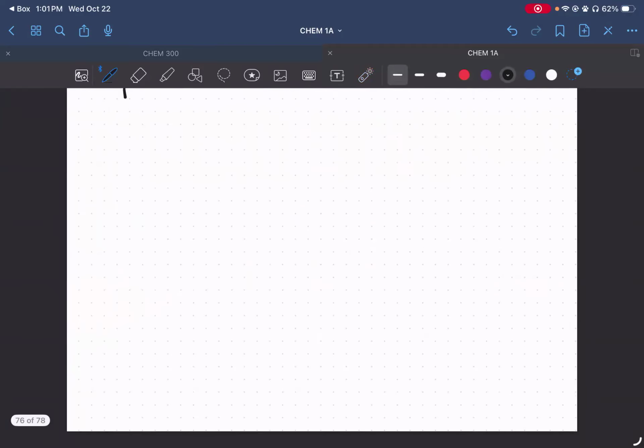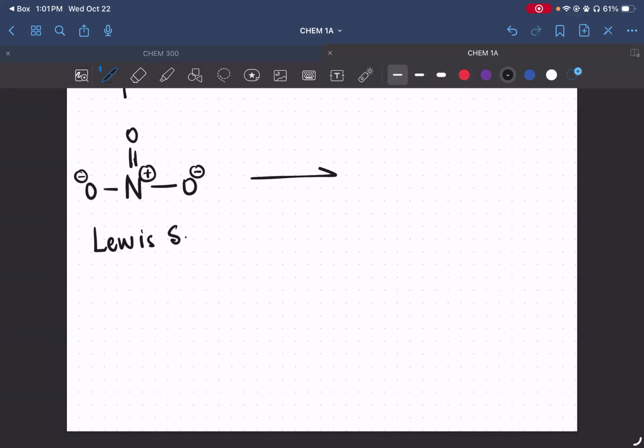That's NO3. Let's draw the Lewis structure, and then we're going to get the VSEPR. This is the Lewis structure. Now we're going to get the VSEPR. What are we looking for? We're looking for a central atom that has 3 atoms attached to it. Are there any lone pairs? No.